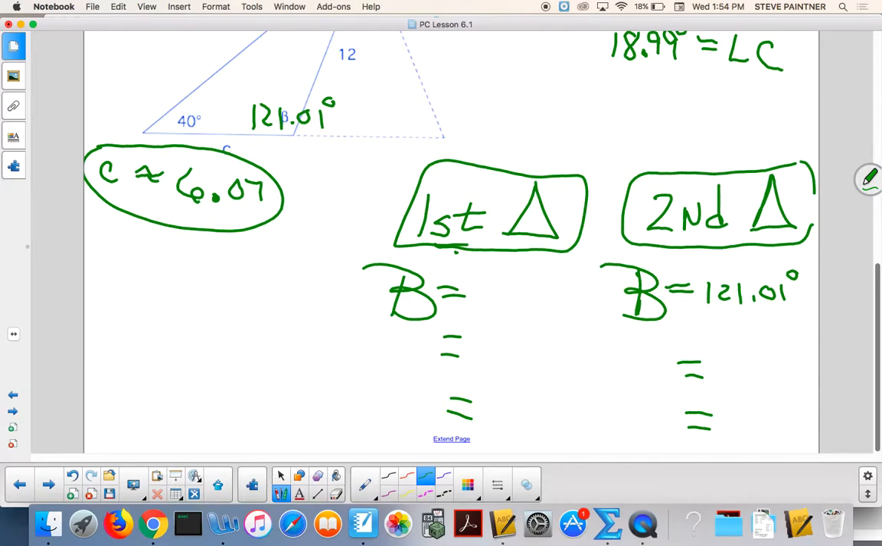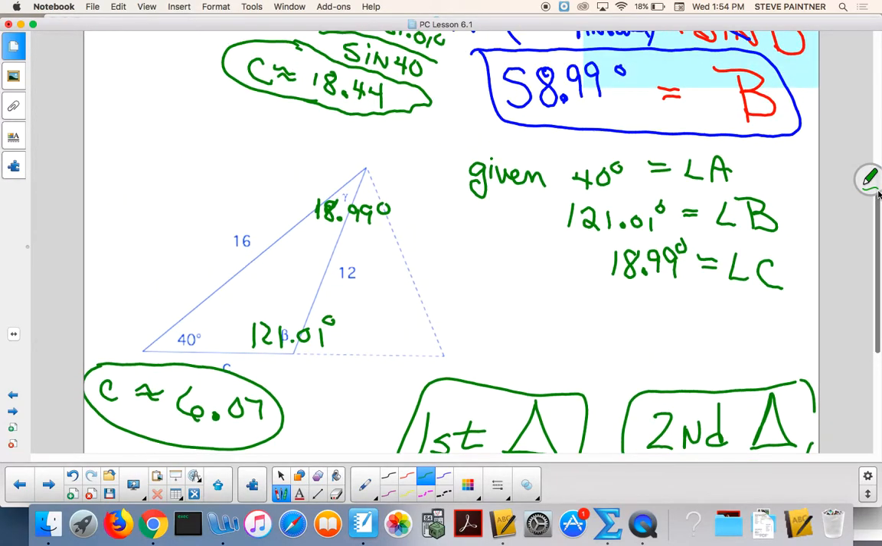Do you always get 2 triangles? No. And here's how you know there won't be a second triangle. When I got to this point right here, I found the second triangle could have a 121. I was given a 40. Is there enough left over for this third one? Yes. But what if that number would have been 150? What if that's 150 given 40? Then you can't. There's no second triangle. There's just one triangle. Okay? That's where it gets really tricky.